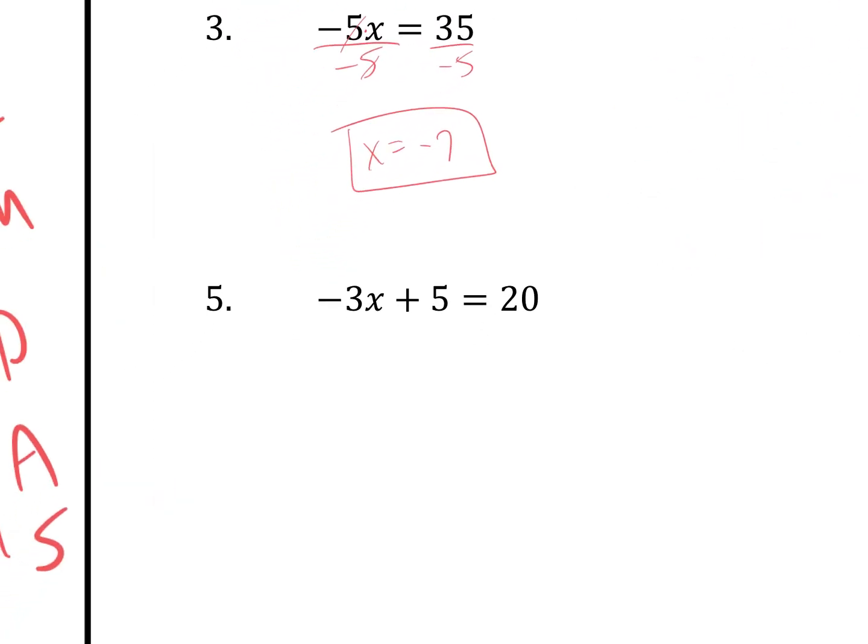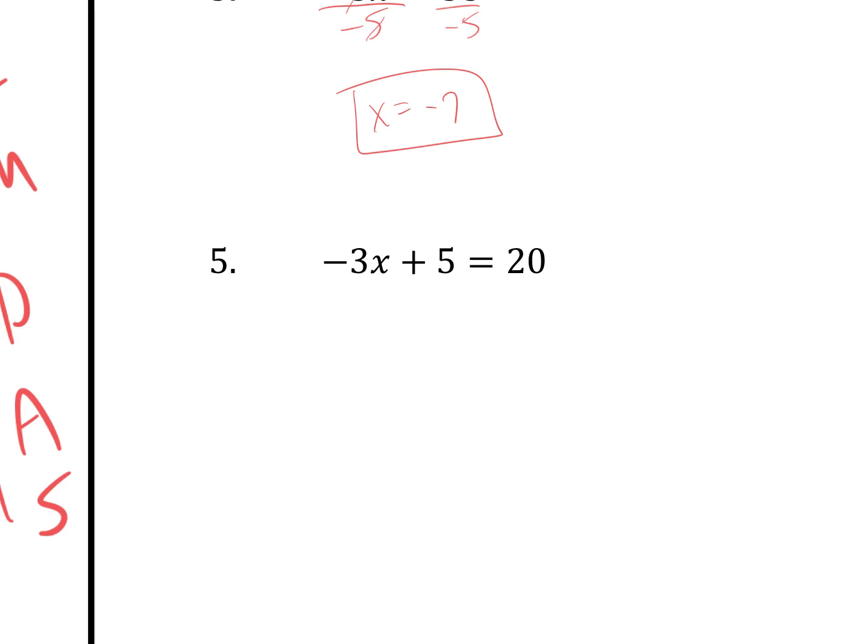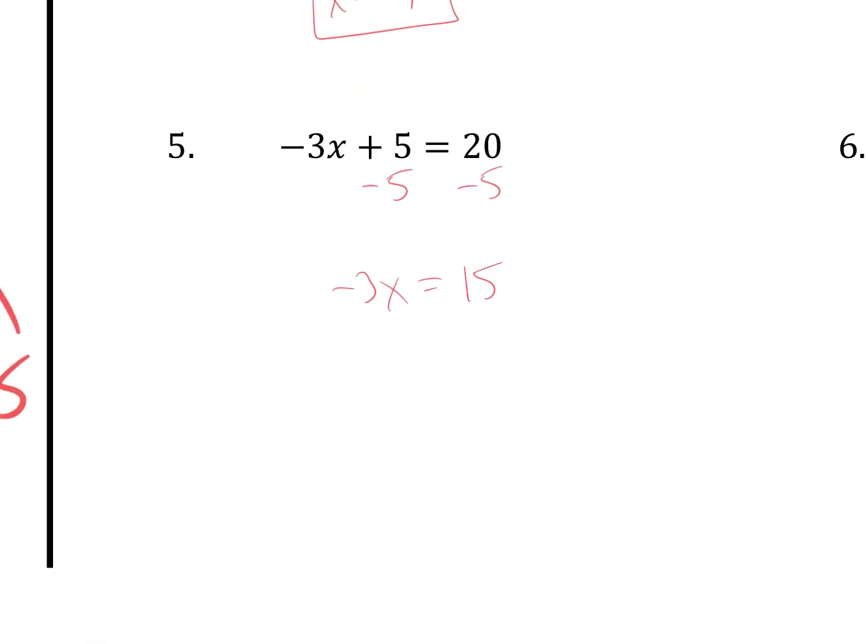So we got negative 3x plus 5 equals 20. So is there any addition or subtraction here to take care of? There is. How do we get rid of that plus 5? We're going to do minus 5 to get that negative 3x by itself here. So we have negative 3x. What's 20 minus 5 going to be? 15. And now we have to get the x by itself. How do we do that? Well, the opposite of multiply by negative 3 is to divide by negative 3 on both sides. So we'll do that. Divide by negative 3. So we get x equals 15 divided by negative 3, which is going to be negative 5.